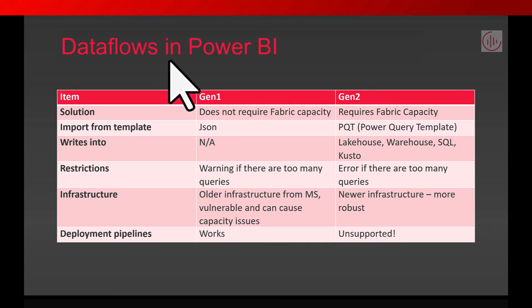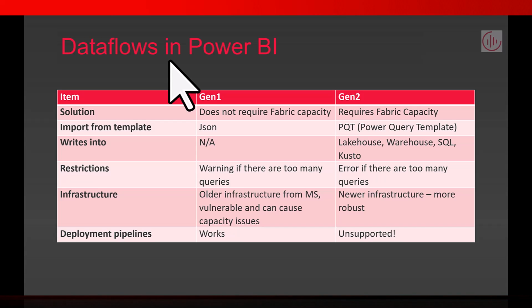So I put together a table which shows all the differences that I know of between Generation 1 and Generation 2 data flows. So first of all, the solution that you can find Generation 1 and Generation 2 data flows in. So the Gen 1 data flows can be found if you have a Power BI Pro license or higher. So Power BI Premium per user and Power BI capacities all allow you to use Generation 1.